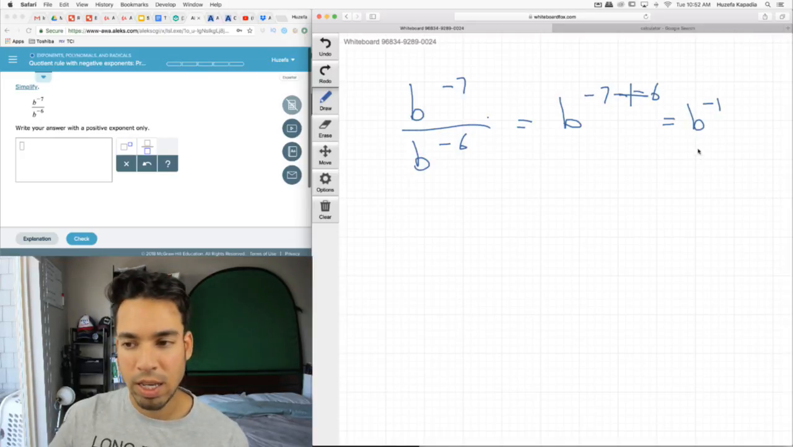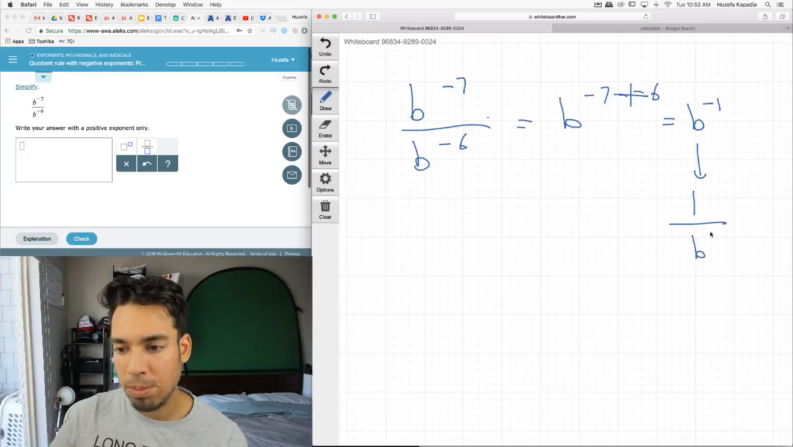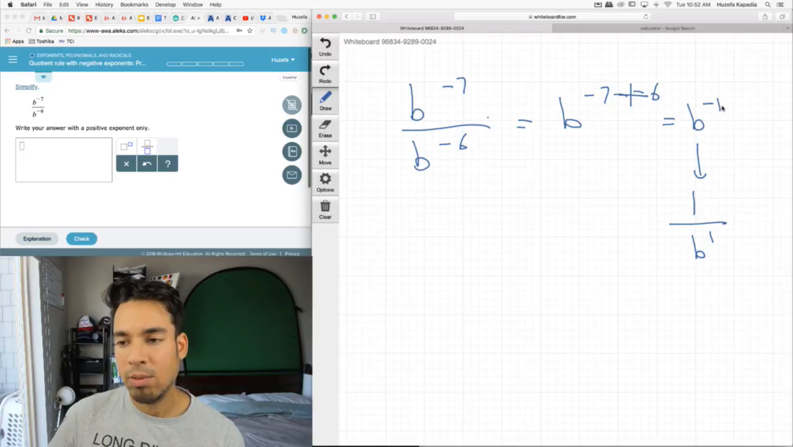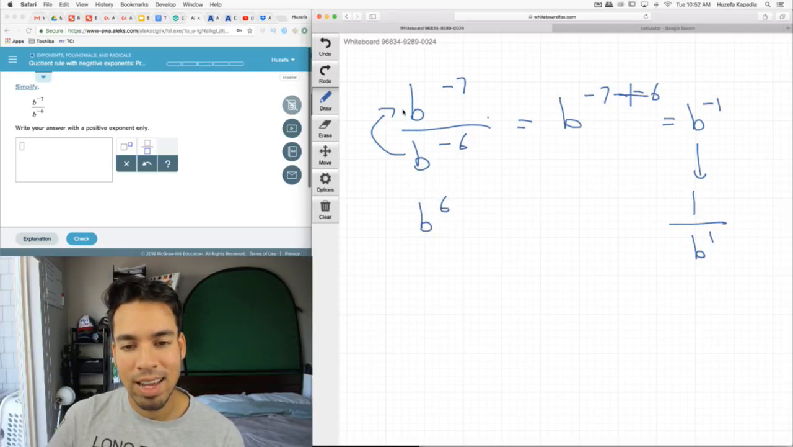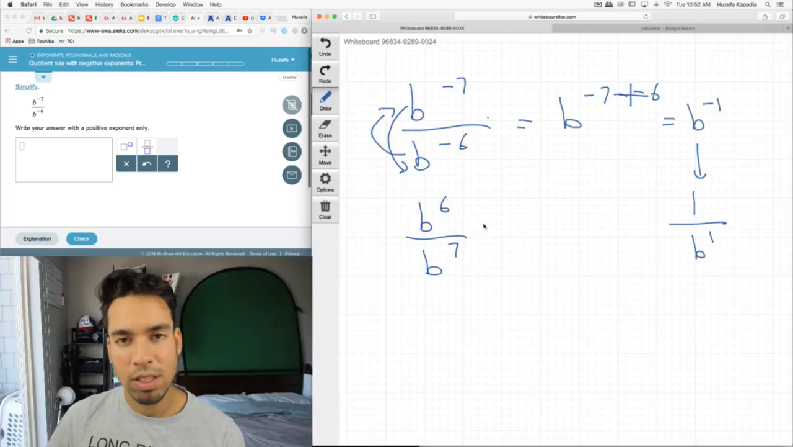We want to represent this with a positive exponent, so that just becomes 1 over B to the 1. Right? Because anytime we have a negative exponent, we just put a 1 over it, and then the exponent becomes positive. That's one way. The other way to think about this is, when we have a negative exponent, we just flip it up to the top. So this becomes actually B to the 6, and this -7 comes down here to the denominator, becomes B to the 7. Right? You see how this works?